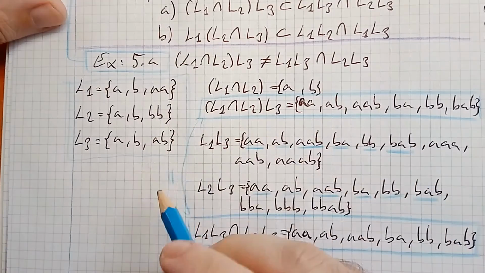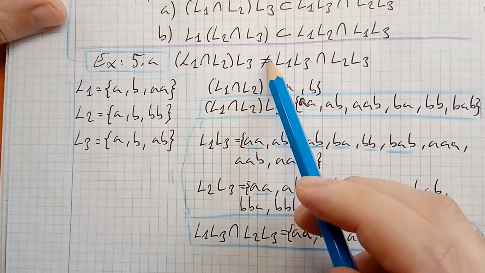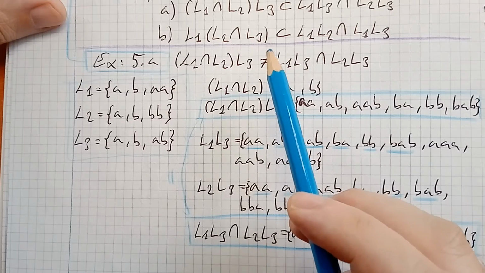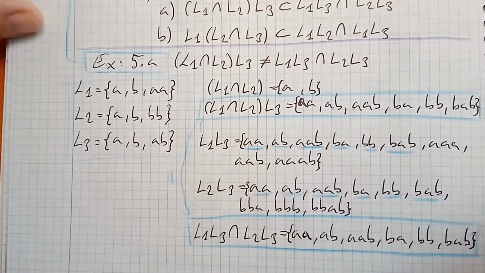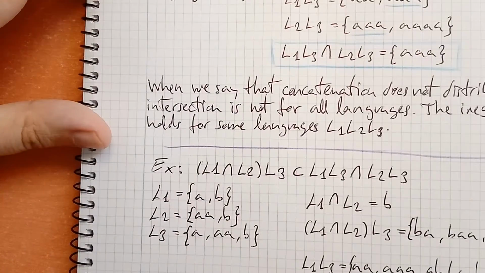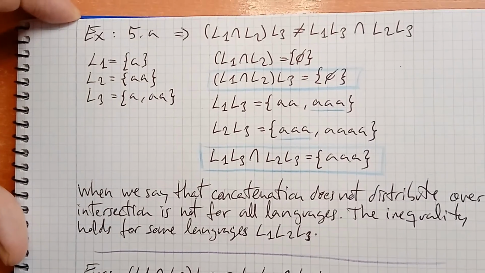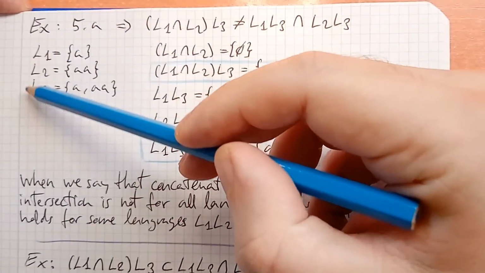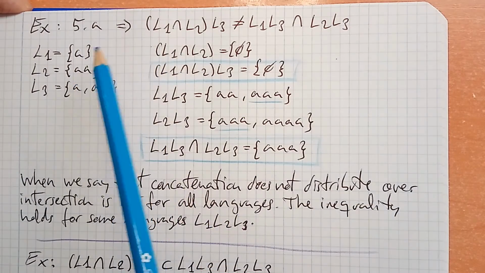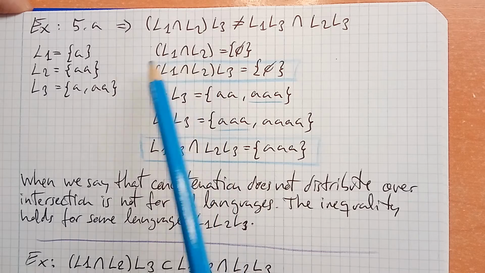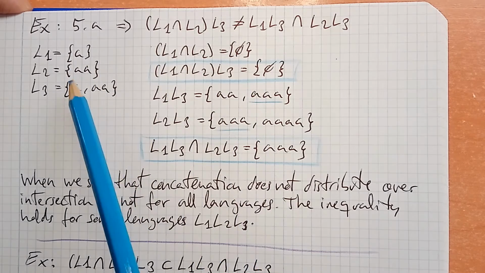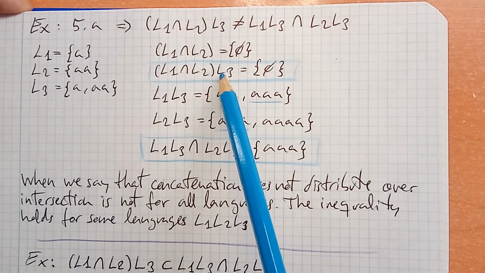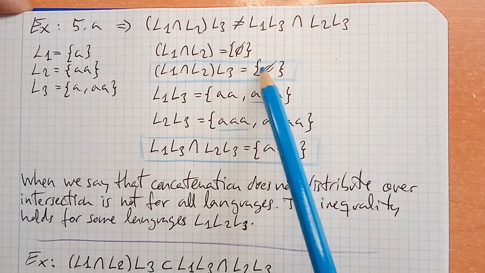Two are equal, so what's going on here? Because here it says that it's not equal. Well, it happens that this does not work for all the languages. Let's do another example. If we take this language, the intersection between L1 and L2 is empty. A and AA don't have anything in common. So the concatenation with L3 is also empty.